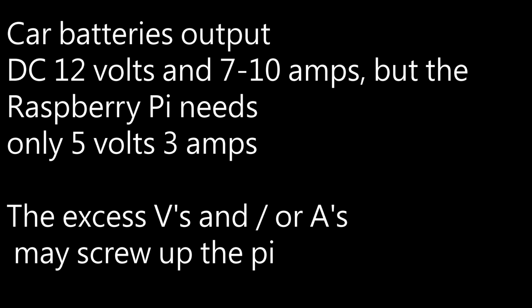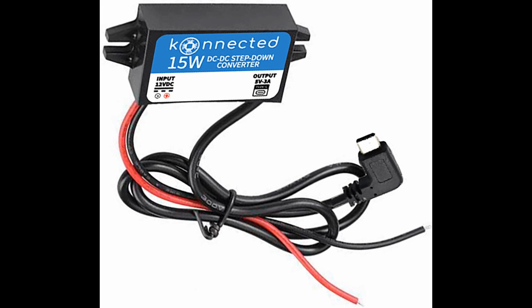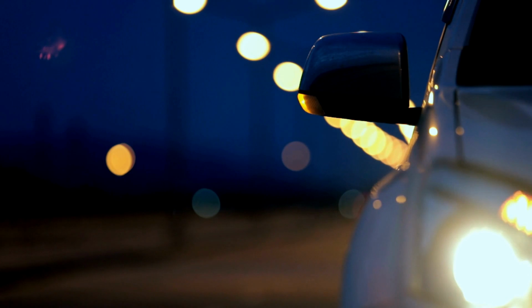So that might mess up my Raspberry Pi a bit. So we're going to use a step down voltage converter that will convert those 12 volts into 5 volts and 3 amps. So our Raspberry Pi can run normally, and in conjunction with all the other stuff I said, as soon as I turn on my car, my Raspberry Pi will turn on too. So it's a double whammy.